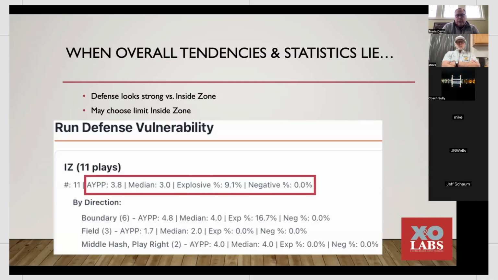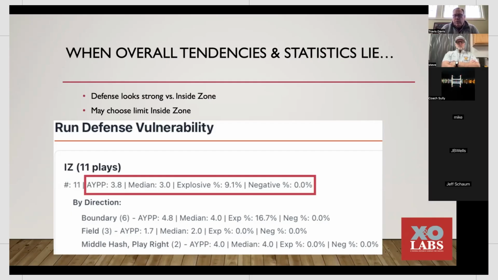This is a report we ran called the defensive vulnerability. I'm going to walk you through this, but it says here at the top, IZ, inside zone, 11 plays. I don't know how many games this is, I imagine it's probably 1 or 2 games. But this defense defended inside zone for 11 plays. And you can see here that the AYPP, average yards per play, was 3.8.